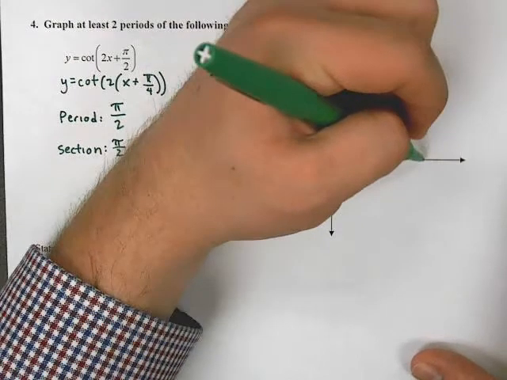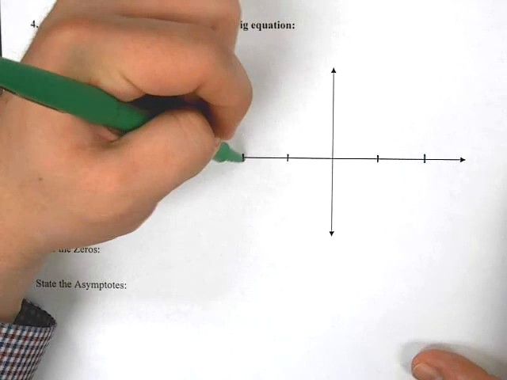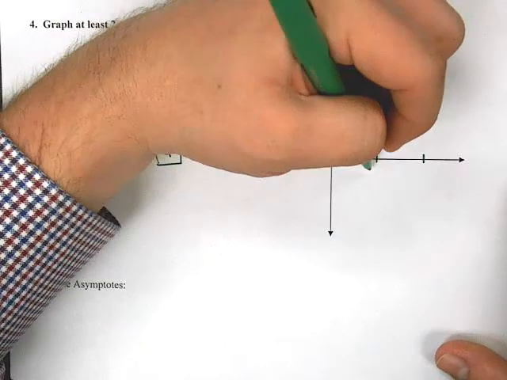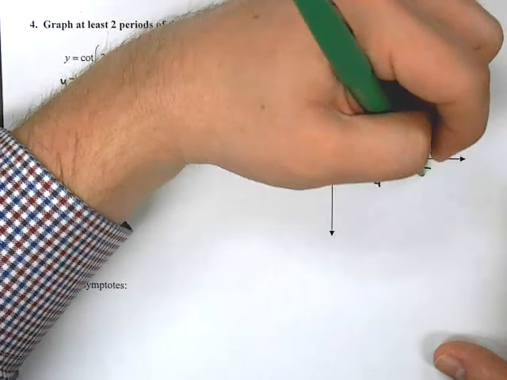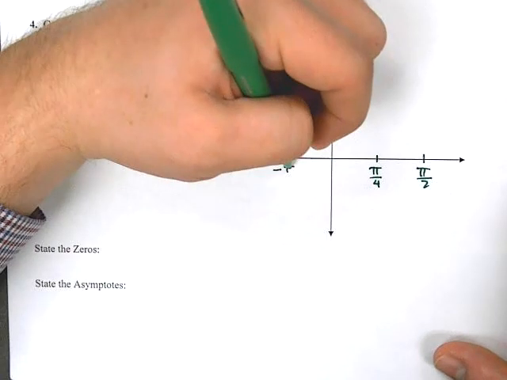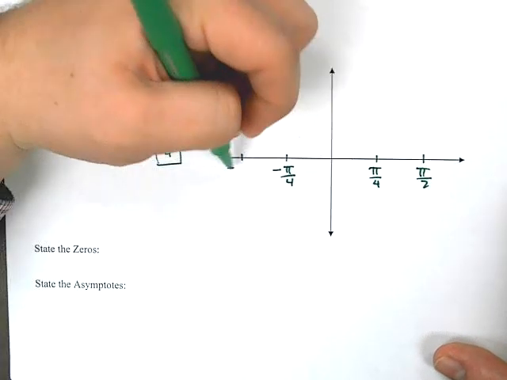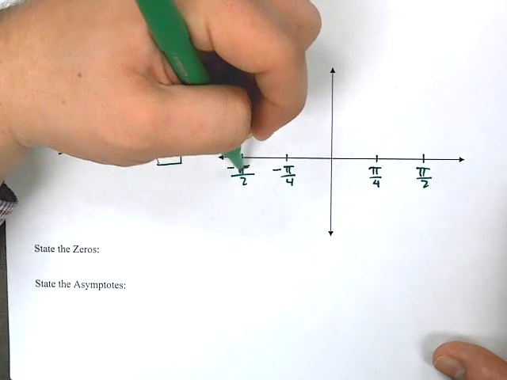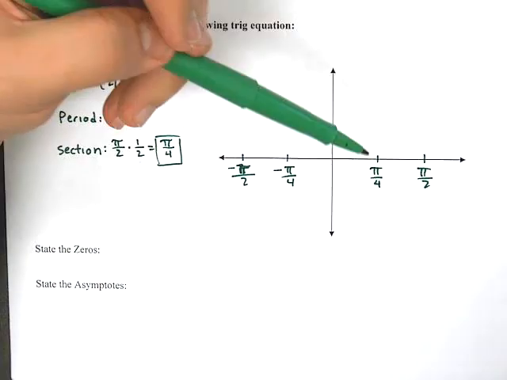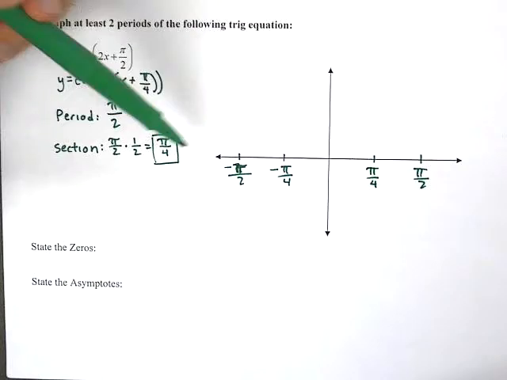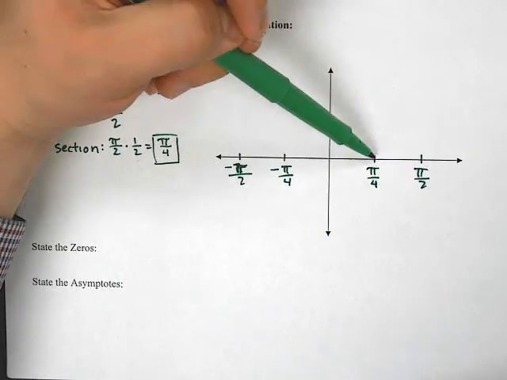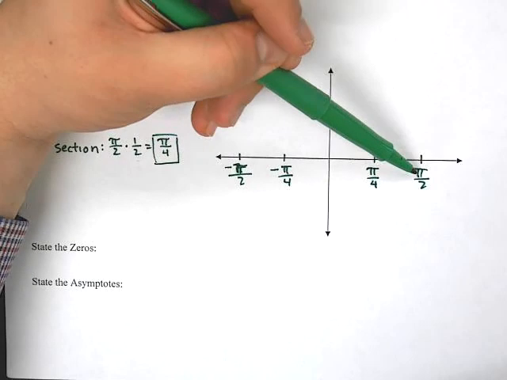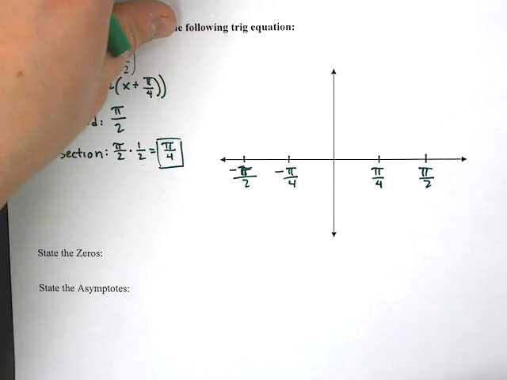So I can sketch my 2 sections on either side. I know that it's going to go pi over 4, pi over 2, negative pi over 4, negative pi over 2. Whoops, negative pi over 2. Again, how did I get it? I just counted by pi over 4, counted by my section. Pi over 4, 2 pi over 4, 2 pi over 4 is pi over 2. So that's why that is like that.